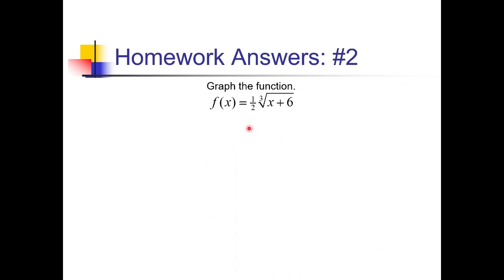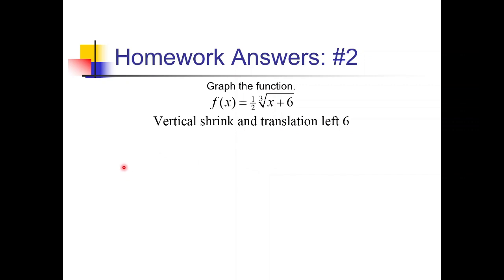For this problem, let's look at the transformations that are happening on this cube root function. The +6 inside is shifting us 6 to the left. The 1/2 outside is giving us a vertical shrink. So both of those things are happening at the same time.